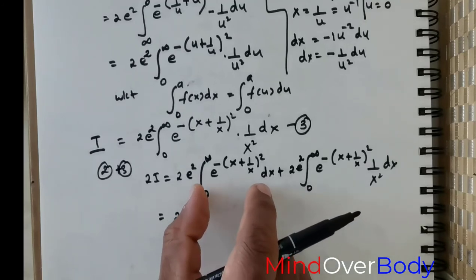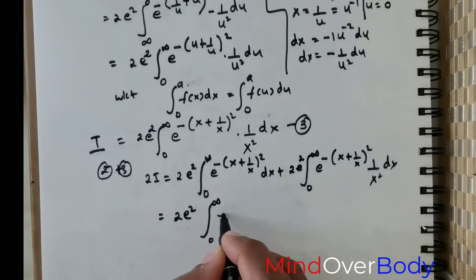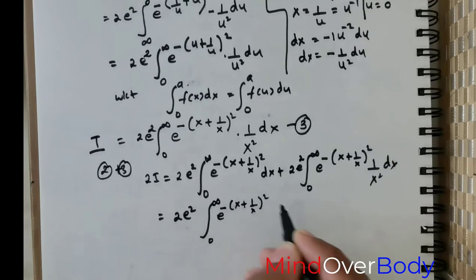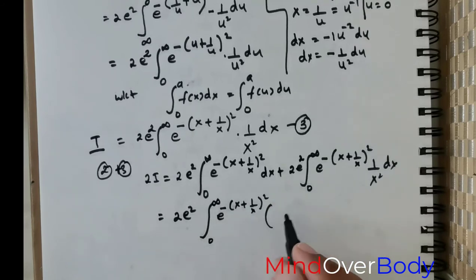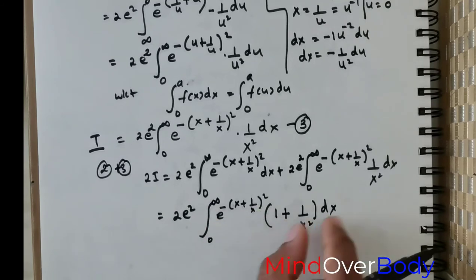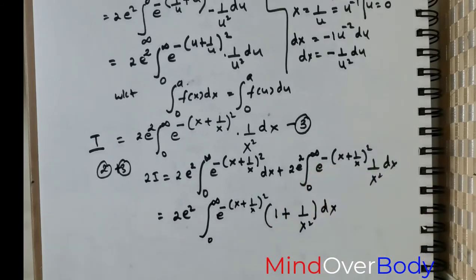And if I were to take this integral out, I would get the integral from 0 to infinity of e raised to the power of negative of (x plus 1 over x) to the power of 2. If I were to take that out, I would have a 1 over here plus 1 over x squared here times dx, because this 1 times dx would give me this term, and this 1 over x squared times dx would give me the second term. Fair enough. Now let us substitute for x plus 1 over x.